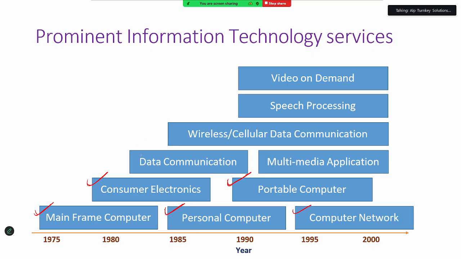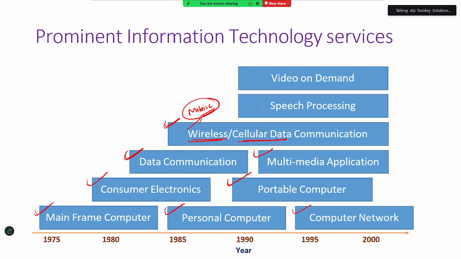Coming to communication, from 1980 to 1990, data communication came, and from 1990 to 2000, multimedia applications came. Next you have wireless or cellular communication. We got the mobile phone, no? Previously we had landline phones, but when mobile phones came into the picture, they used wireless communication as the medium. And cellular data communication came into the picture during 1985.